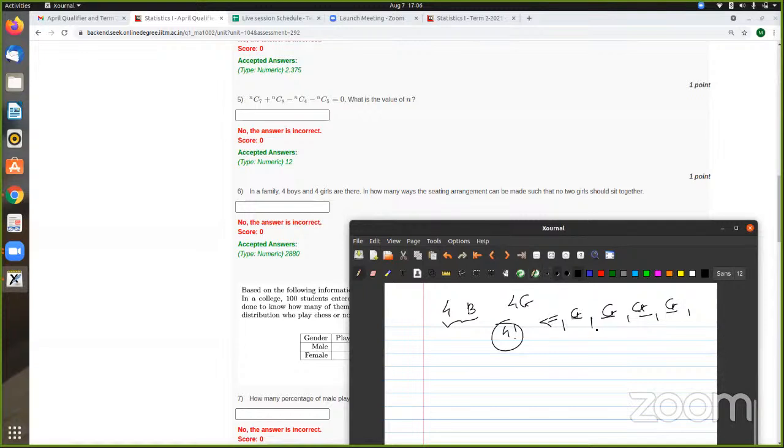Why do you have to consider only 3 places here? You can arrange the boys here also, right? Okay, so fine, then we'll do that. That's why you are getting a wrong answer, because then you are reducing the number of ways.